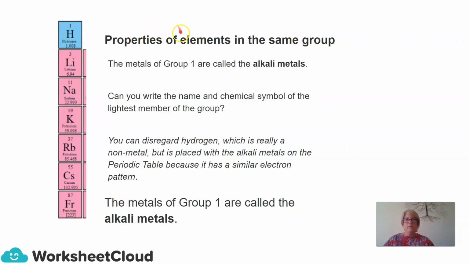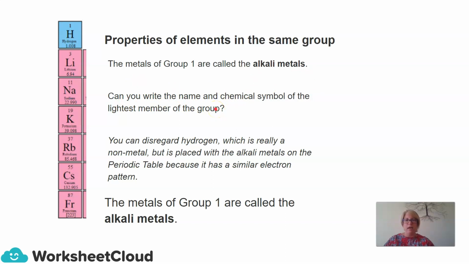So, properties of elements in the same group. Let's start with group 1. They are known as the alkali metals. Can you write the name and chemical symbol of the lightest member of the group?